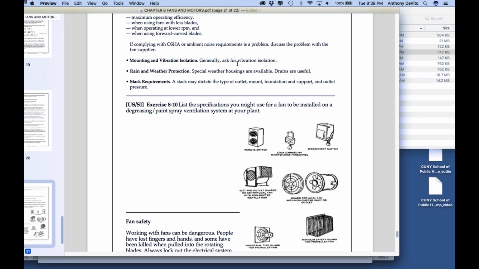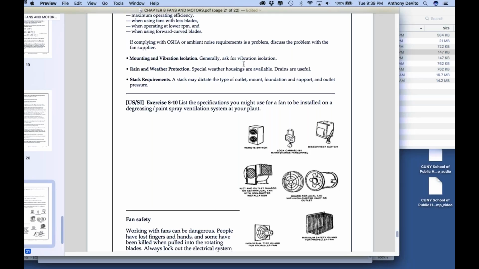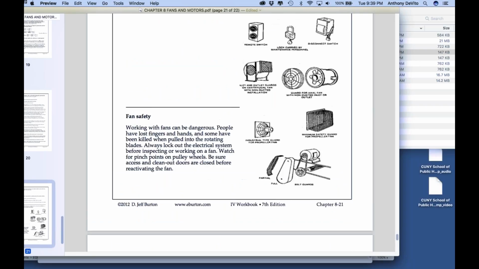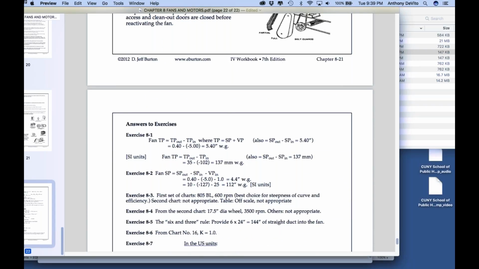Have you ever seen big motors? They usually don't mount them directly to a concrete floor. They're usually on springs or rubber platforms so that the vibrations don't get transferred to the floor. Rain and weather protection. Is it going to be indoors or outdoors? Stack requirements. What kind of support the fan may need, and so on and so forth. Okay, so you have a whole bunch of things besides the motor and the fan design itself that you have to communicate to the fan manufacturer, right? That you either have to consider yourself or you have to warn him about.